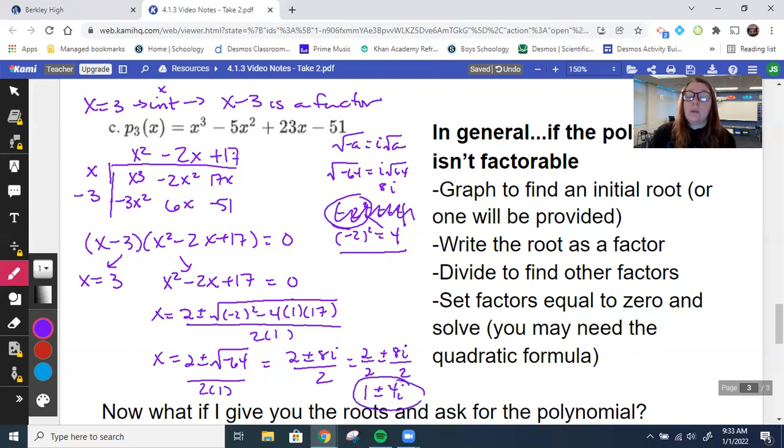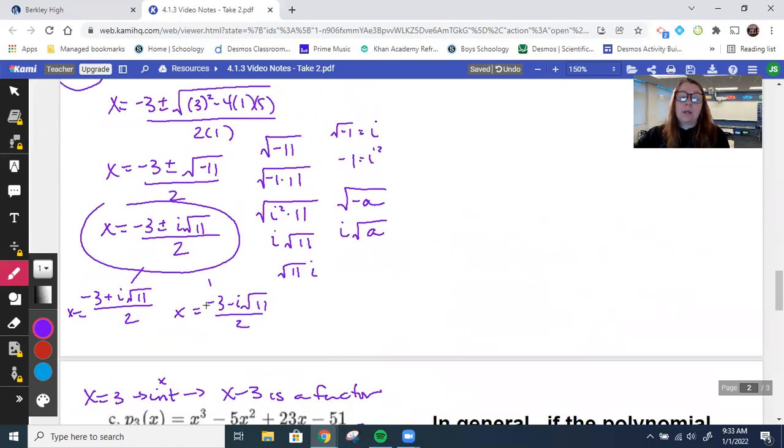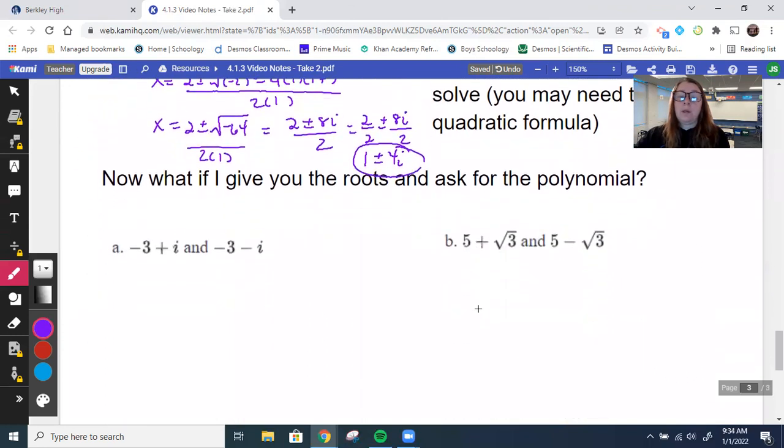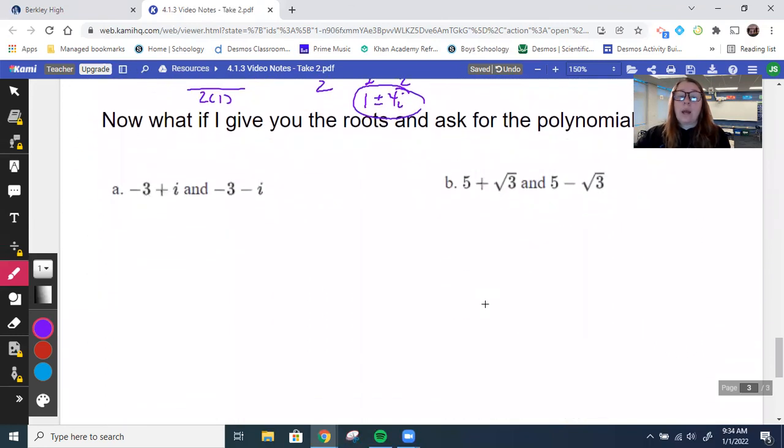So there are my 2 imaginary solutions. Here's my 1 real solution. Okay, so you need to have all of them. If this can be simplified, you need to simplify. Okay, in this one, there was nothing that's simplified. This one there is, so you need to make sure you do it. All right, now going the other way, if I give you the roots, and now I want the polynomial.